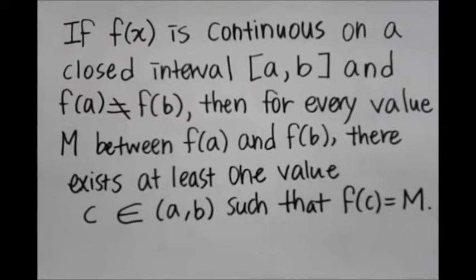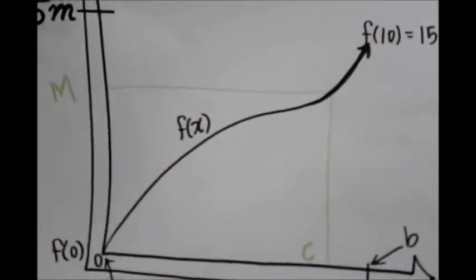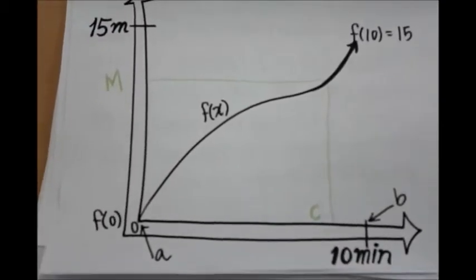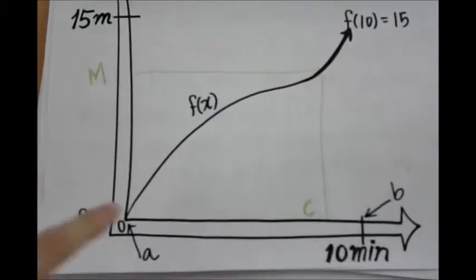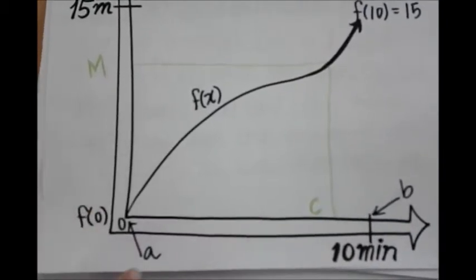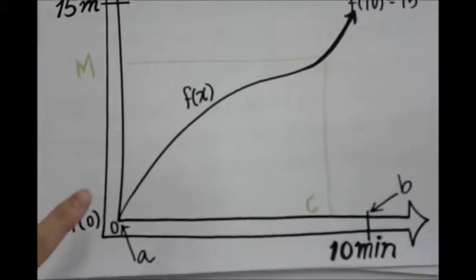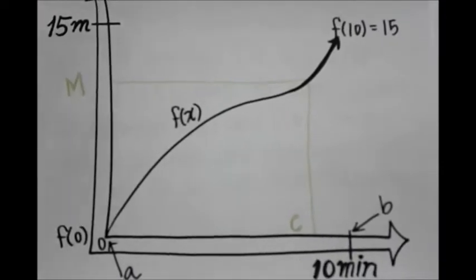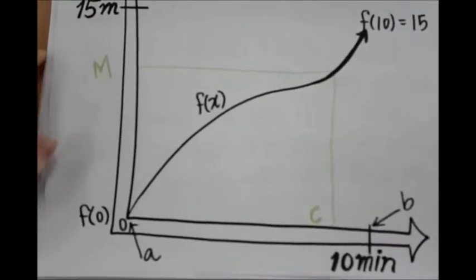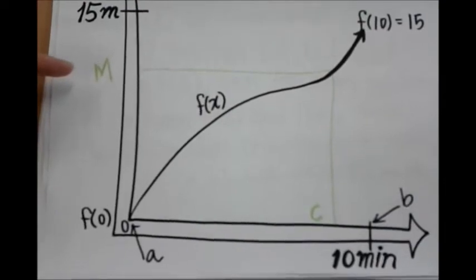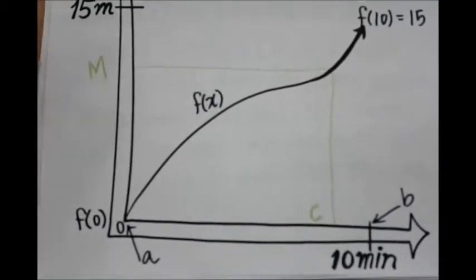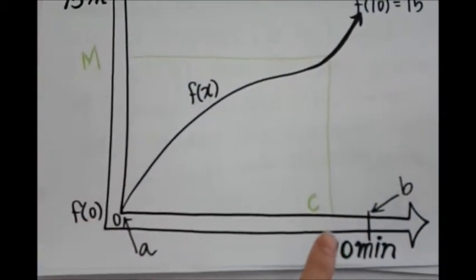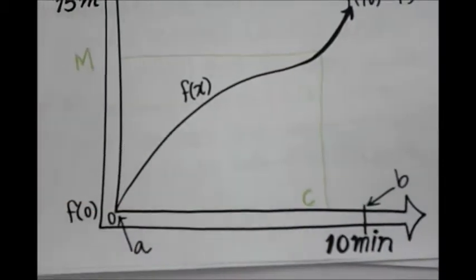So, how does this apply to our original question? The flamingo example illustrates the theorem very well, since the flamingo started its flight from a and then ended in b. So a would be 0 in this case, and f of a will be f of 0, or 0. b will be 10 minutes in this case, and f of b, or f of 10, will be 15. So if there is a function value m that lies between 0 and 15, then there is a value c that will yield m as its function value in the open interval from a to b. True.